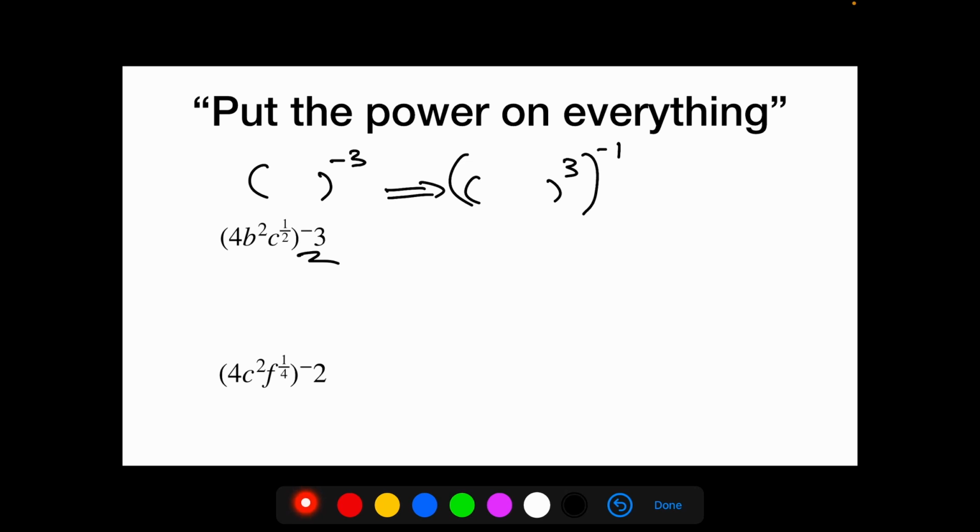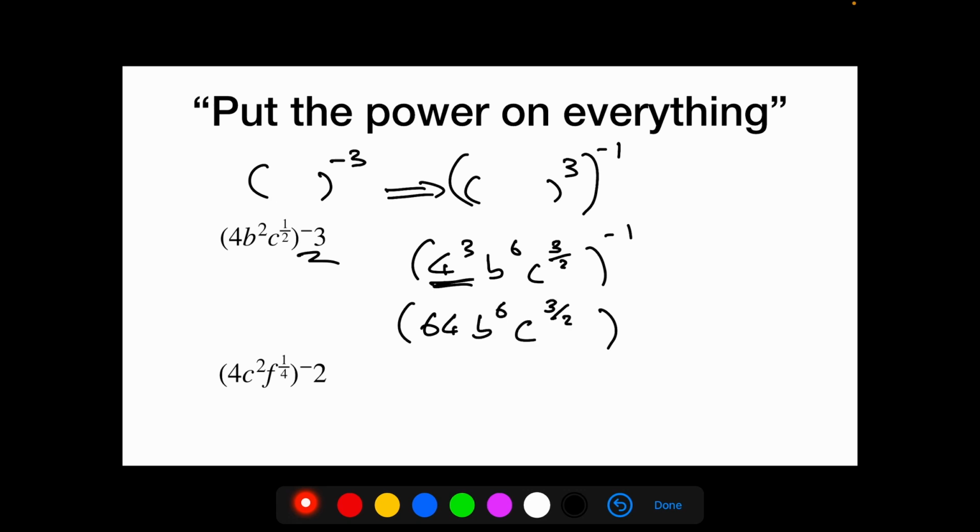So here we go. I'm going to put the 3 on everything. So let's do that bit inside. So 4 to the power of 3, b^6. How about a half? Well, a half times 3 is 3 halves. So that's looking pretty good so far. Can we do any better? Sure, we could turn this one into, what's 4 times 4 times 4? It's 64. So 64, b^6, c^(3/2). Now all we need to do is deal with this thing over here.